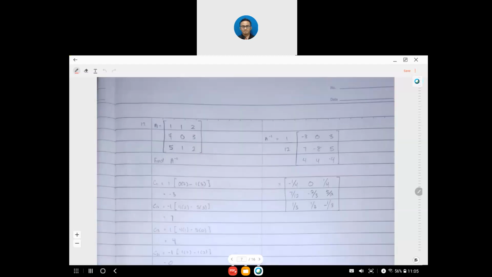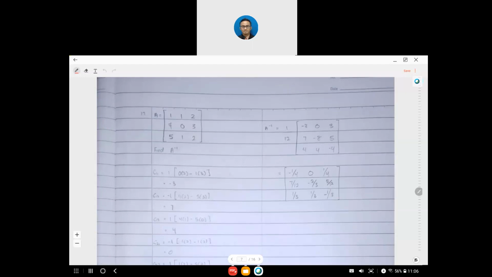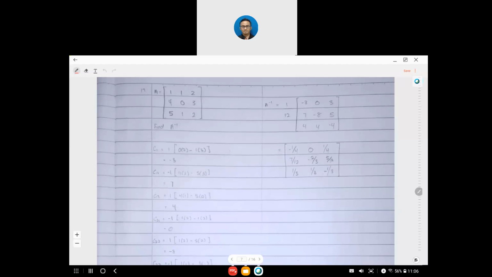Question number 17. Okay. Also the same thing, to find the inverse. Okay, this question does not say what method to use. Okay, it only mentions given A 1 1 2 4 0 3 5 1 2, find the A inverse. Okay, it is easier if you use cofactor, in my opinion. But if you like using elementary row operation, it is up to you. But I am sure students do not like using ERO. Okay, it is better for you to solve using cofactor.